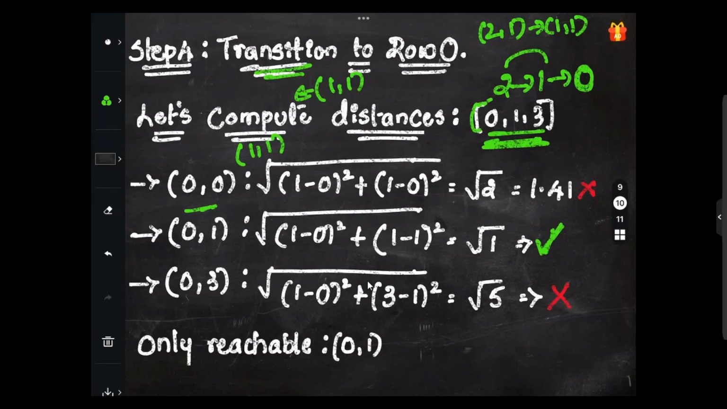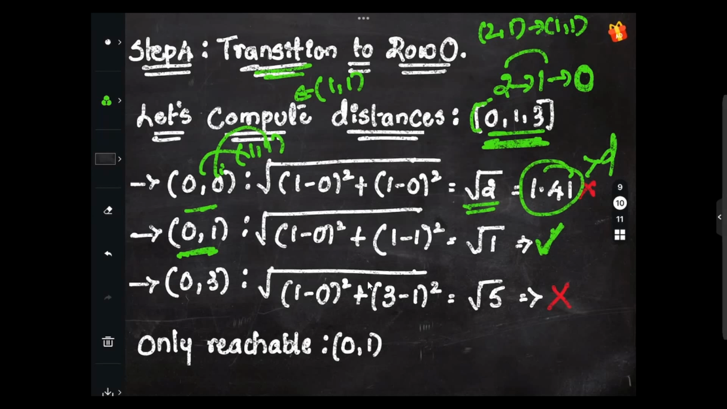In this case, when we apply the Euclidean formula, this will be 1 minus 0 plus 1 minus 0, or 0 minus 1, you can consider it either way. So this will be 1 plus 1, this will be square root of 2. Again 1.41 we got. So this is greater than D, which miserably fails. D's value is 1, so this miserably fails here. Let's go with 0 comma 1.